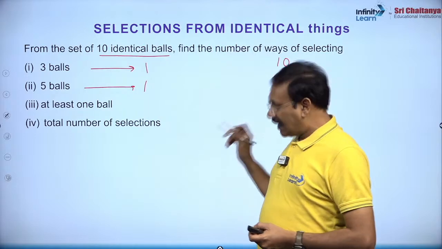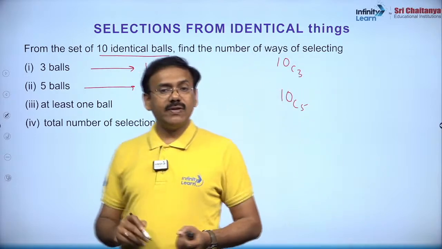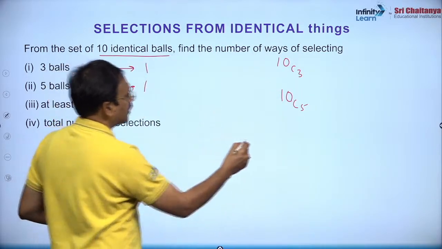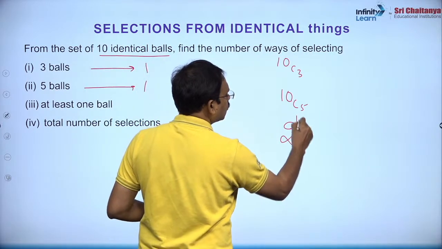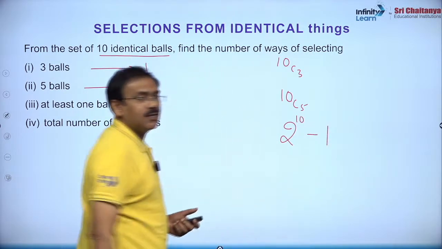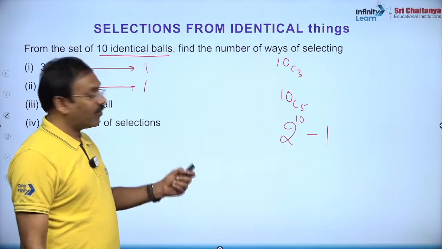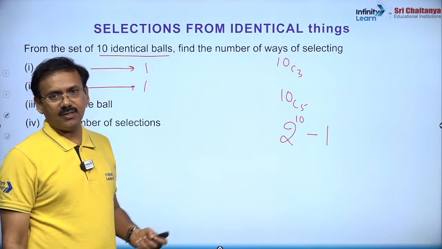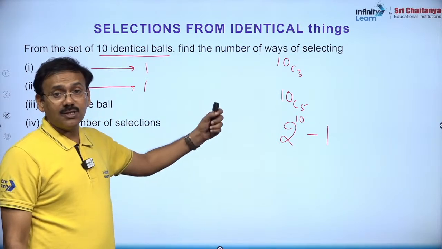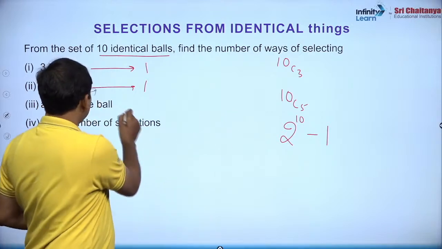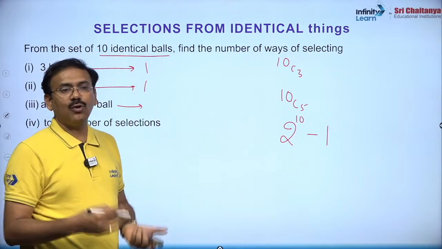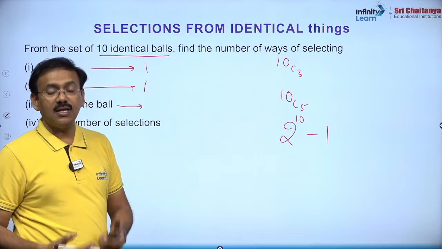And at least 1 ball. In how many ways we can select at least 1 ball means here total number of ways is 2 power 10. Not selecting any one is 1 way. So 2 power 10 minus 1, my dear friends. When is this? If balls are dissimilar. If the 10 balls are identical, the total number of ways of selection is 11 ways.